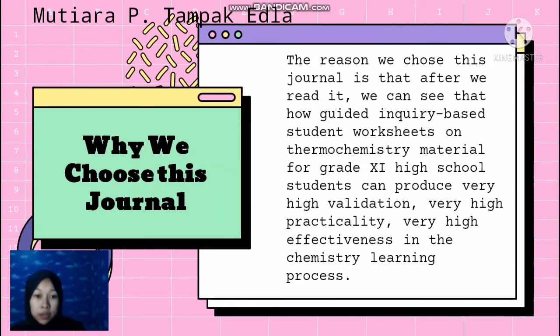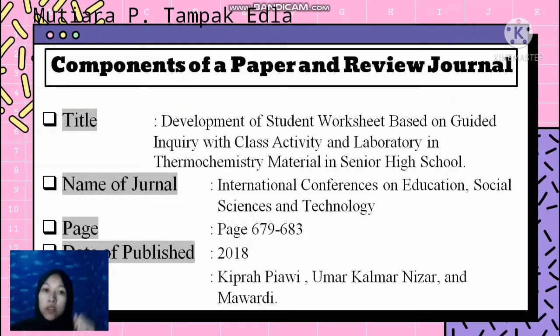Component of a paper and review journal. Title of the journal is Development of Student Worksheet based on Guided Inquiry with Class Activity and Laboratory in Thermochemistry Material in Senior High School. The name of journal is International Conferences on Education, Social Science, and Technology. The journal on page 679 until 683. Date of publish of the journal on 2018, and the writers are Kiprah Tiawi, Umar Kalmar Nizar, and Mawardi.